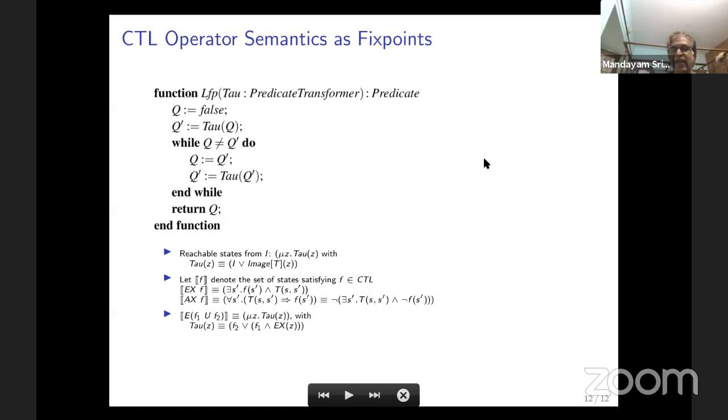But when you do this symbolically, in each step you're accumulating all the states that go into that set in so many steps. So that's why this algorithm is breadth first. It has the effect of doing it in a breadth first fashion.